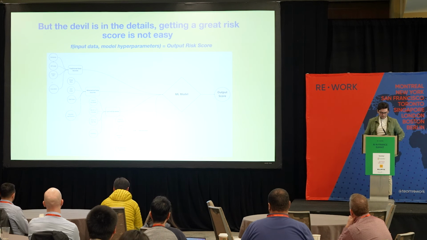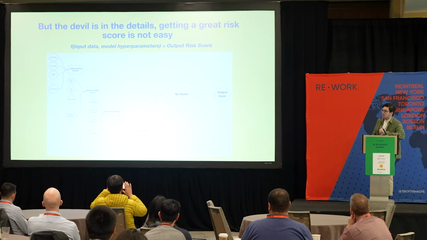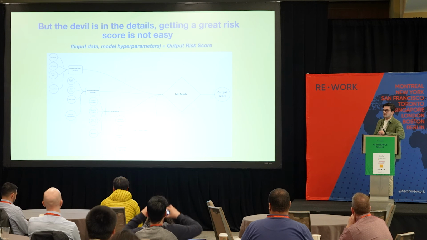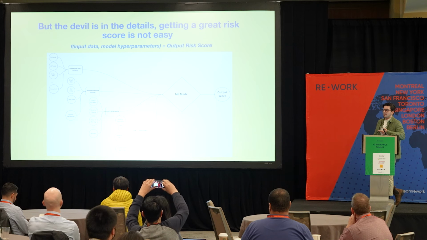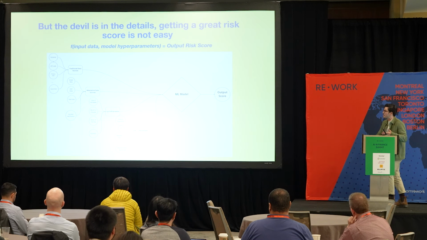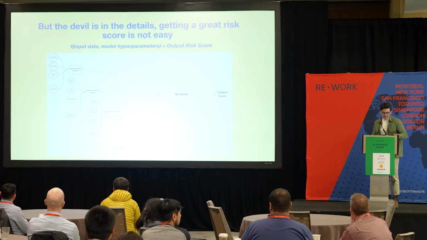So the devil's in the details. Getting a great risk score is not easy. The quality of your score is a function of your input data, as Henry was saying, and also the model hyperparameters. It's not just the data, but also what model you're using, what infrastructure, and how you're implementing it. Back to Olga's point, this diagram is convoluted, and it's meant to be that way. It's meant to highlight the richness of data that exists out there.